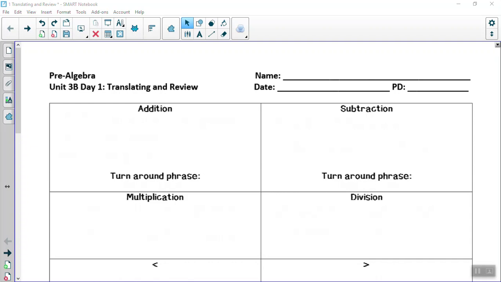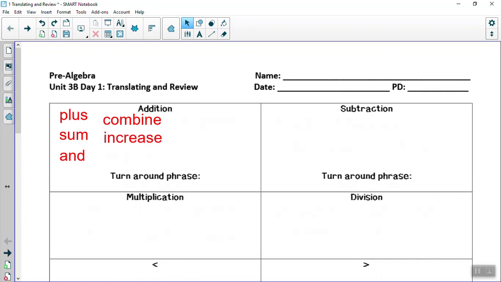So, key addition words, things that we want to look for. Plus, sum, the word and sometimes, combine, increase, added to, together. So these words all together may mean addition. We also have something called a turnaround phrase. It does mean to add, but it also means we're going to have to switch our order. So that's when we see the phrase more than.